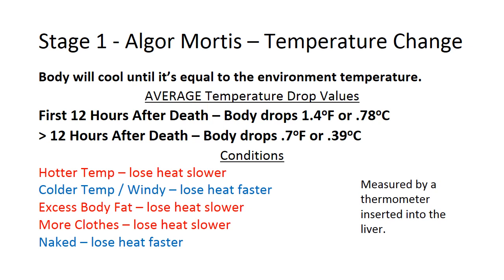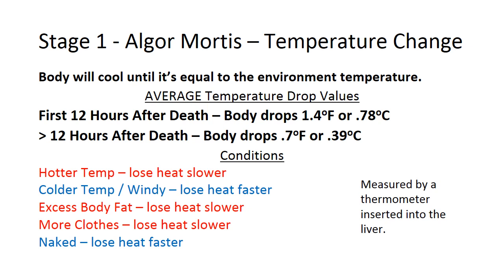Every room is room temperature, right? Anyways, so the average temperature drops for the first 12 hours of death. The body drops about 1.4 degrees Fahrenheit or 0.78 degrees Celsius. After 12 hours, it's about half that, so 0.7 degrees Fahrenheit or 0.39 degrees Celsius. Now, in actuality, it's going to be an exponential decay type curve, but we're just going to estimate it.